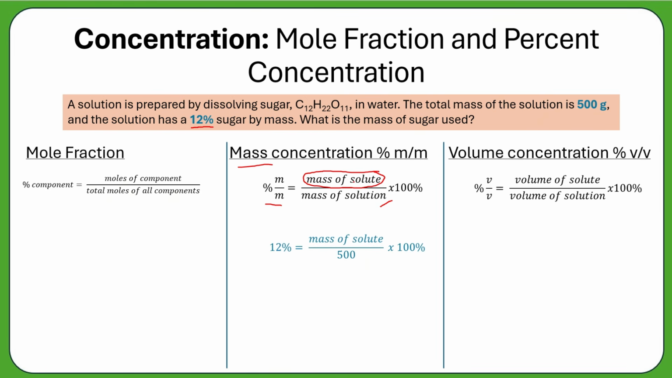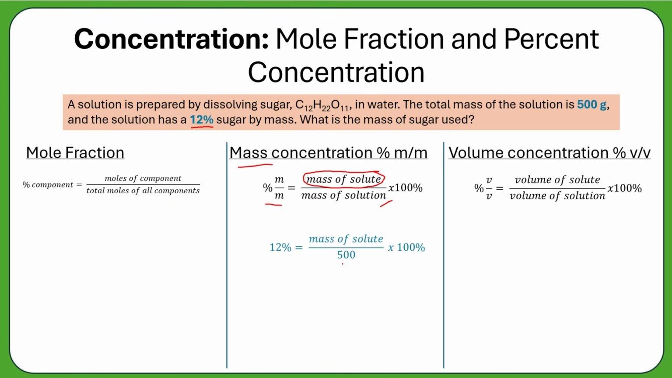So we're going to put it like this. We have 12% as the percent concentration by mass equal to the mass of the solute, which we don't know yet, divided by the 500 grams of the solution times 100%. And how do we solve this? You just need to do simple math operations. We need to isolate the mass of the solute. Mass of the solute should be alone.